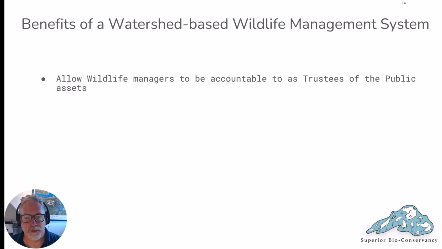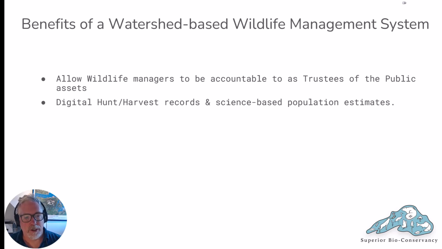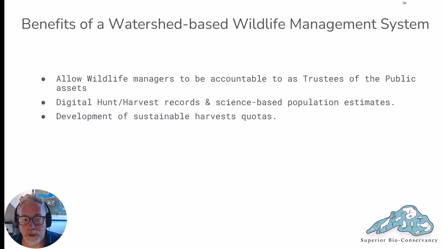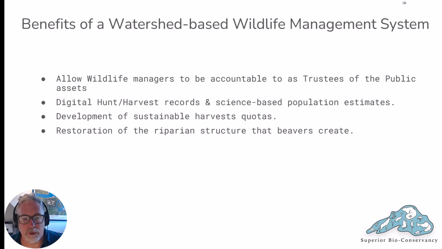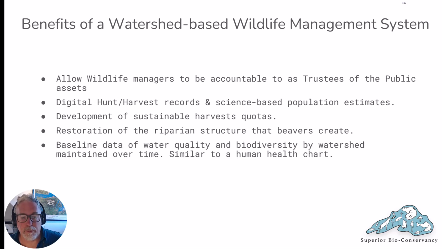So as a summary up to this point, let's go through the benefits of a watershed-based wildlife management system. First, it allows wildlife managers to be accountable as trustees of public assets. Second, it results in digital hunt and harvest records and science-based population estimates. It can allow for development of sustainable harvest quotas, results in restoration of the riparian structure that beavers create. It provides a baseline of data for things like water quality and biodiversity by watershed, and this can be maintained over time. So this results in something similar to a human health chart where we have a status with all these different metrics for every watershed that we can use to manage that watershed effectively.